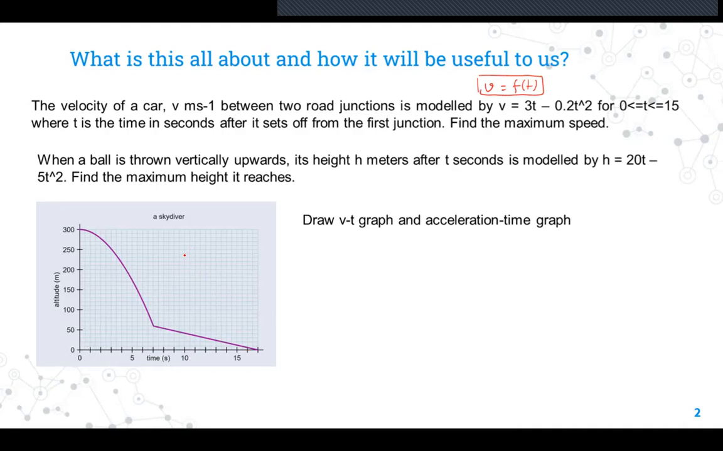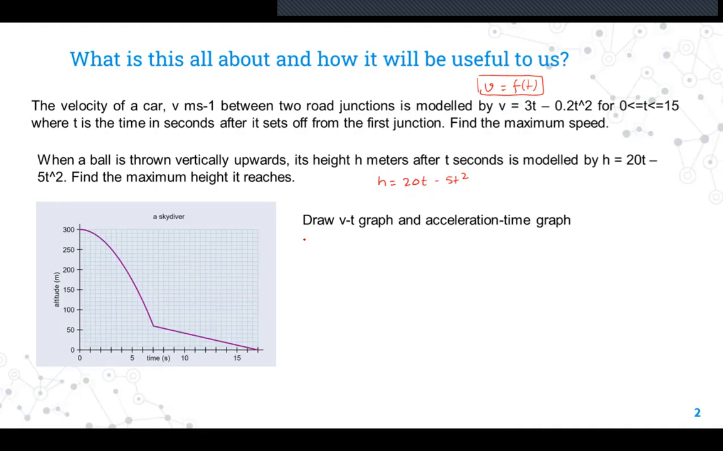Second problem, in which the ball is thrown vertically upwards and its height is governed by time as h equal to 20t minus 5t square. Okay, so we have to find out the maximum height reached by the ball.